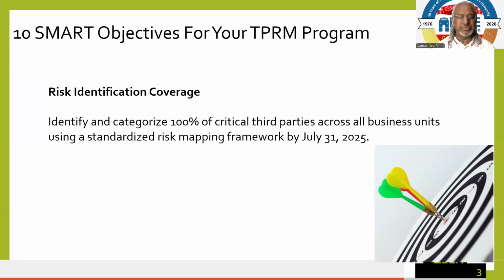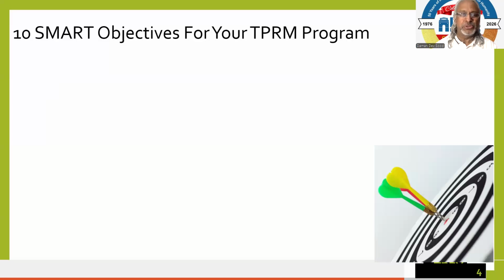So it has been given, statement is written. There are measurable, achievable, and relevant goals. This also says using a standardized risk mapping framework. So before you start writing down the objectives, you need to have this framework also in place because you're intending to use it.